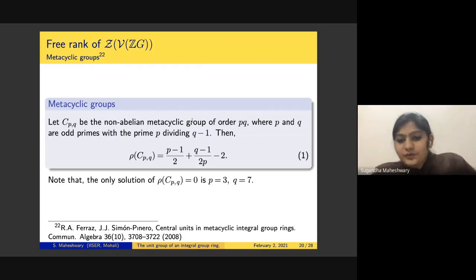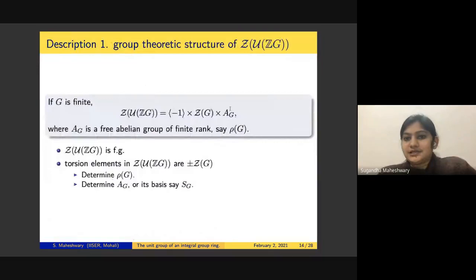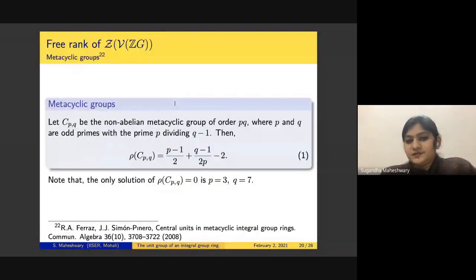So rank being 0 means what? If you look at the previous slides, this simply means that this AG does not exist. You just have that the center of the unit group is the same as plus minus the center of the group G. That means you just have all the units to be torsion, right? That's why we say that this rank 0 is somewhat a specific case, somewhat an important case for us. And for metacyclic groups of order pq, where p divides q minus 1, this is the only solution that we have by this formula.